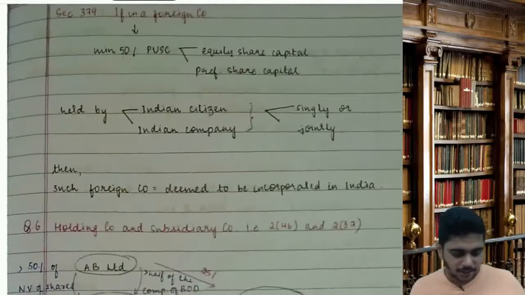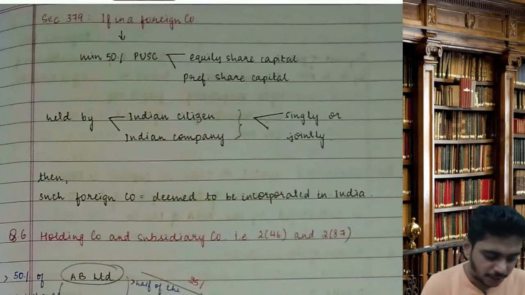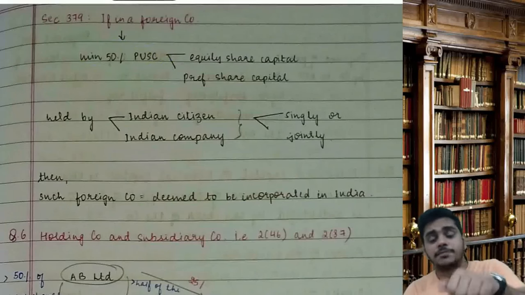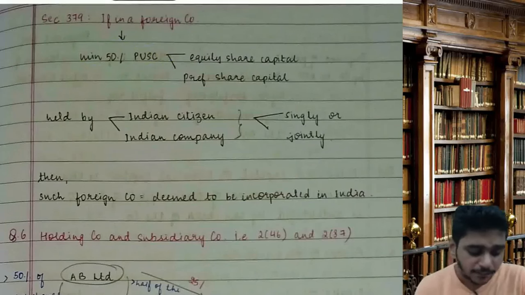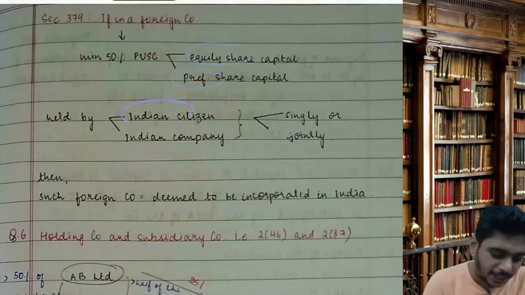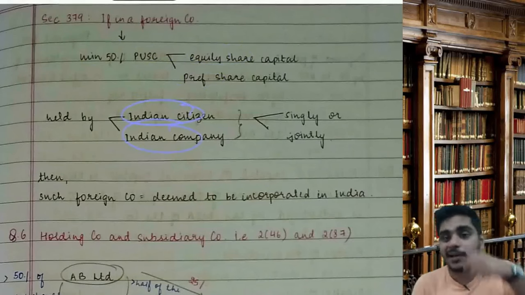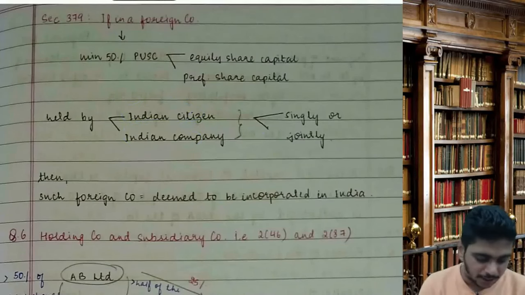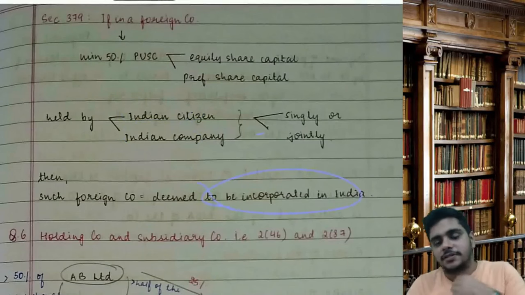Okay. Then section 379. In a foreign company, minimum 50%. For a government company, we studied minimum 51%. Here it is minimum 50% of paid up share capital, whether equity or preference or both. If it is held by an Indian citizen or Indian company, then that foreign company shall be deemed to be incorporated in India. We will assume that this is an Indian company.